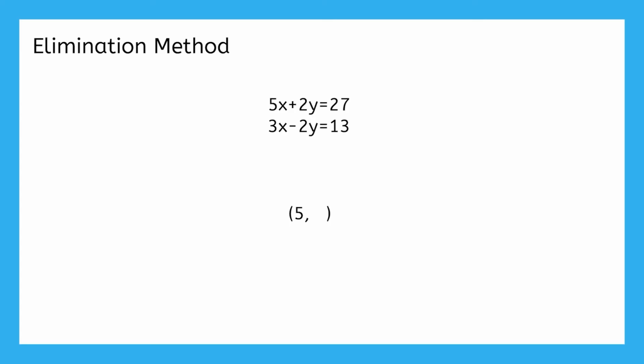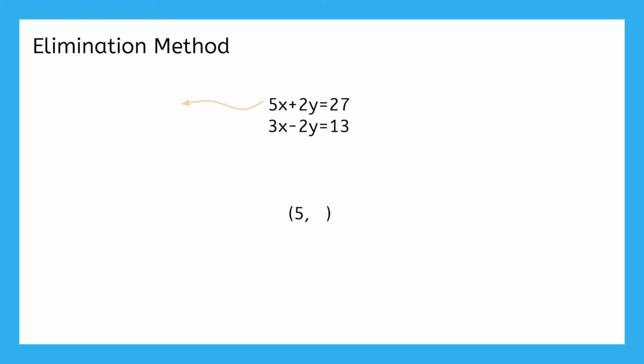How would you have gone back to find the value of the other variable when using the substitution method? Exactly. Pick one of the original equations and substitute 5 in for x. Then solve for y. Or even better, do it in both equations to make sure you get the same answer for the y value each time. That's always a good way to check your work.